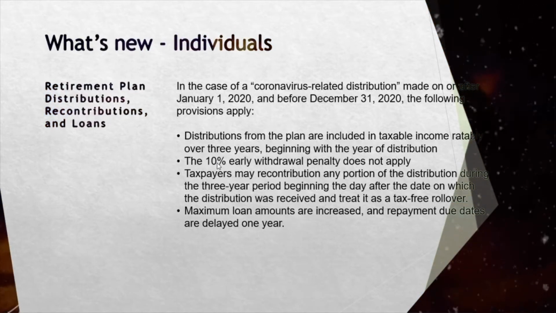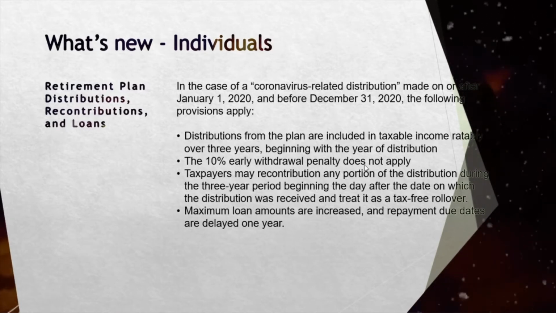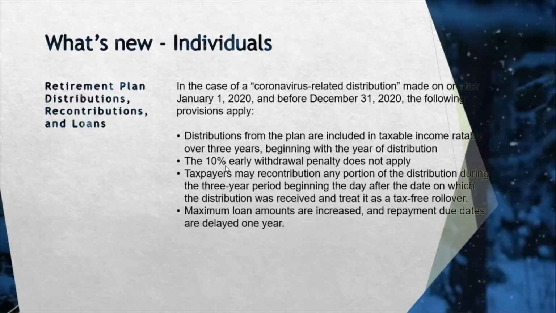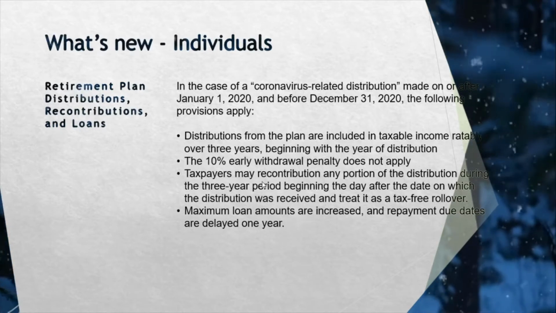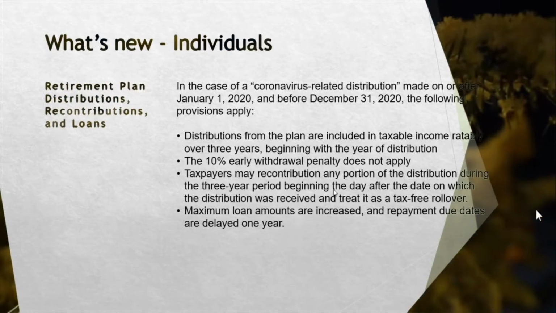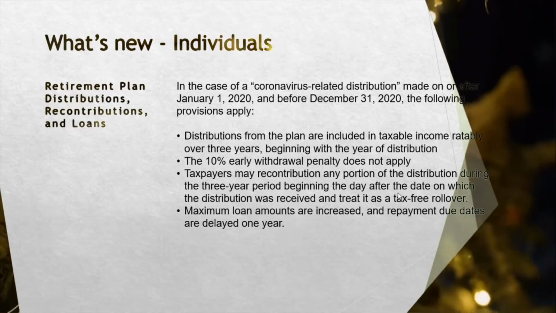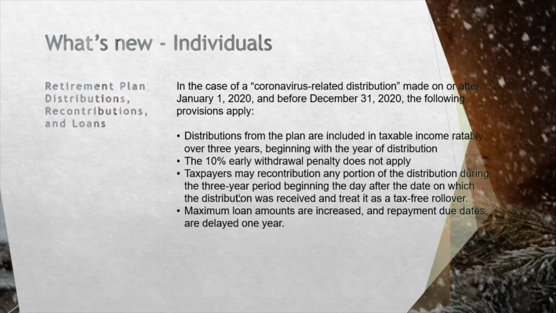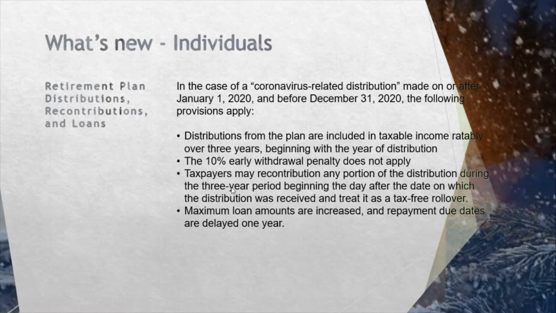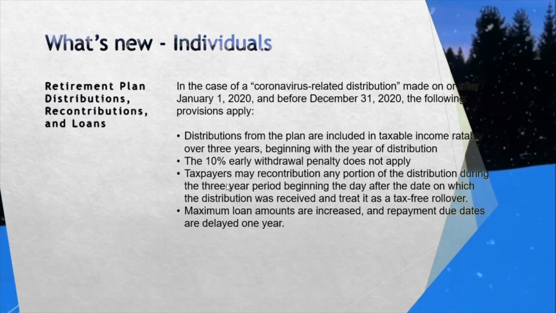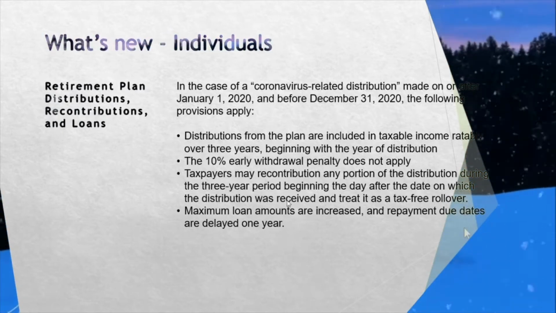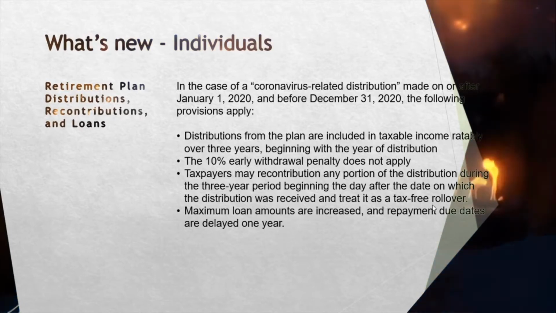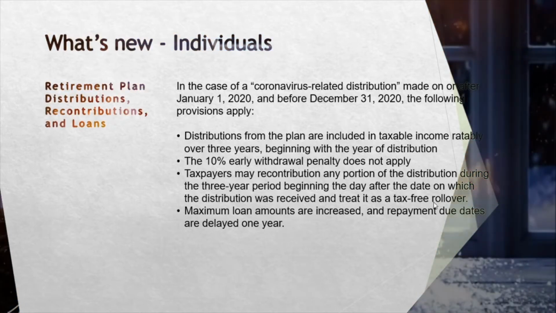Okay, and the 10% early withdrawal penalty does not apply for 2020. The prior law is there's a 10% early withdrawal penalty if you take out your money before you're 59 and a half years old. The taxpayers may recontribute any portion of the distribution during the 3 year period beginning the day after the date on which the distribution was received and treat it as a tax-free rollover. The prior law is you only have up to 60 days beginning the day after the date on which the distribution was received to make it a tax-free rollover. Now you have 3 years to roll it over to a qualified retirement plan.